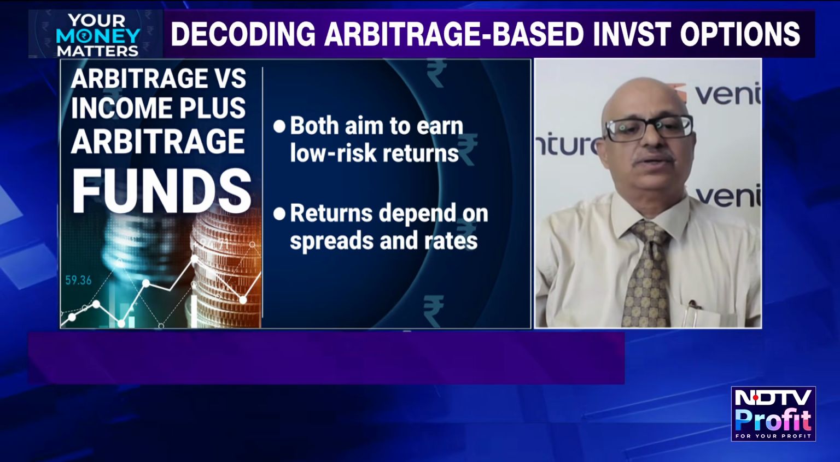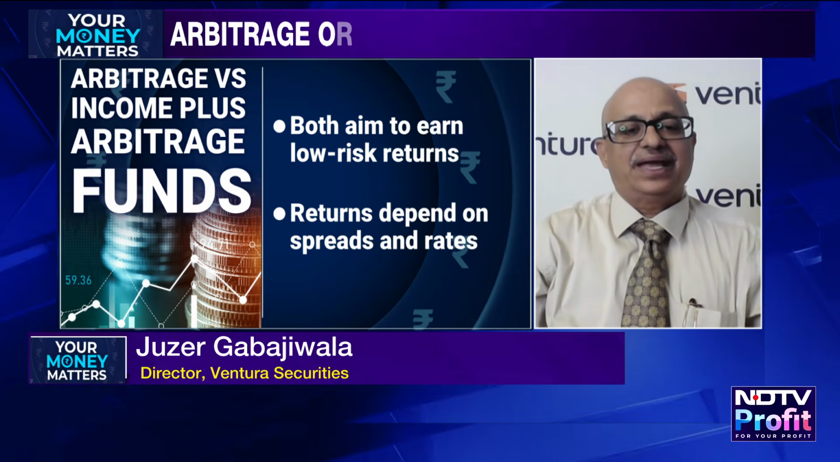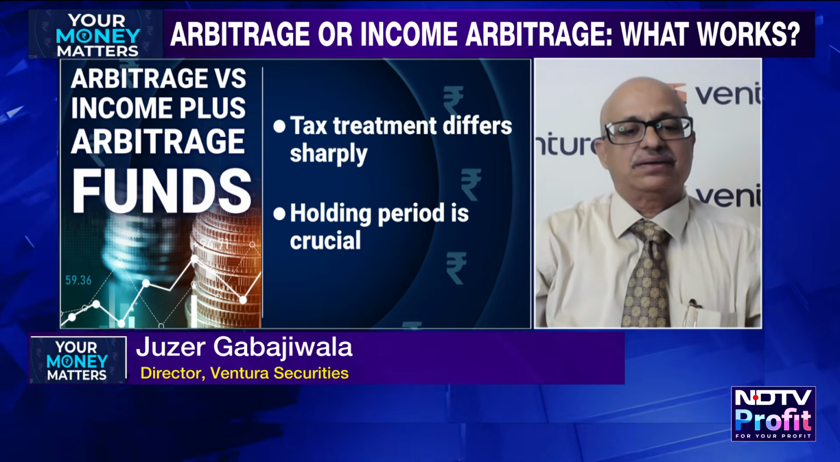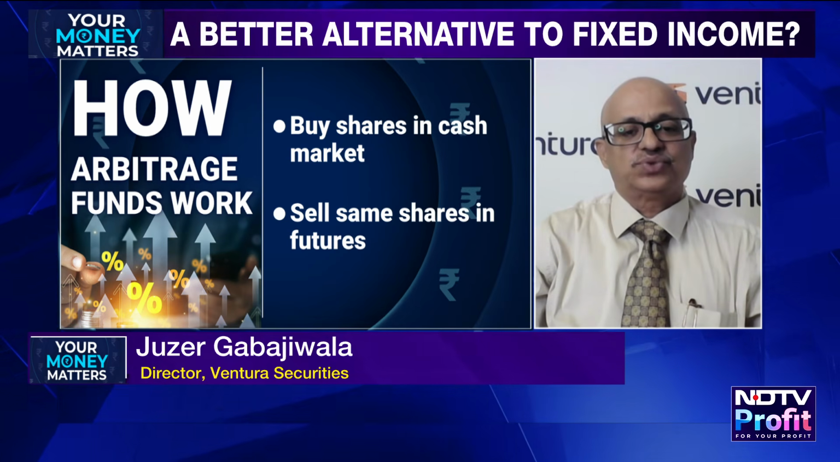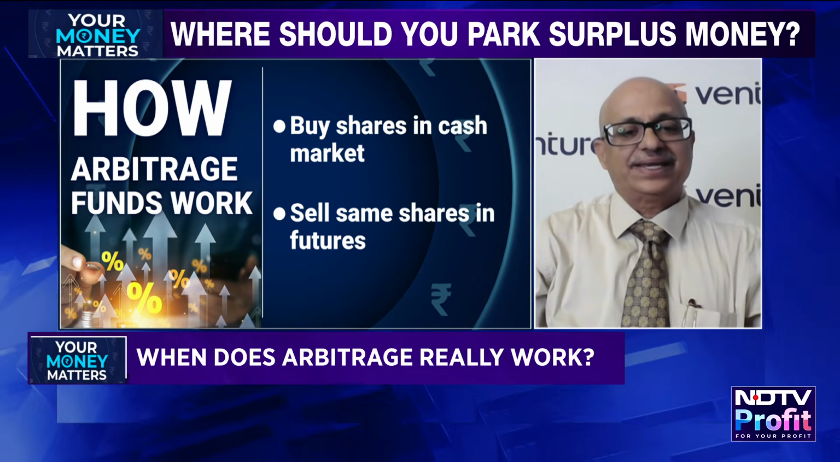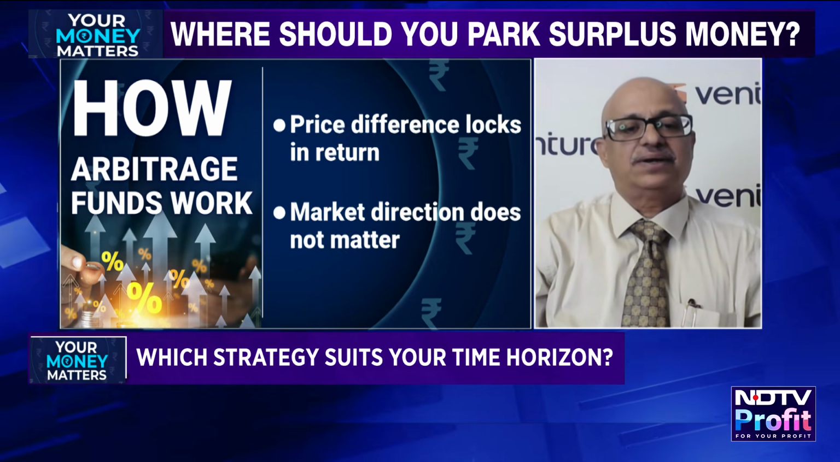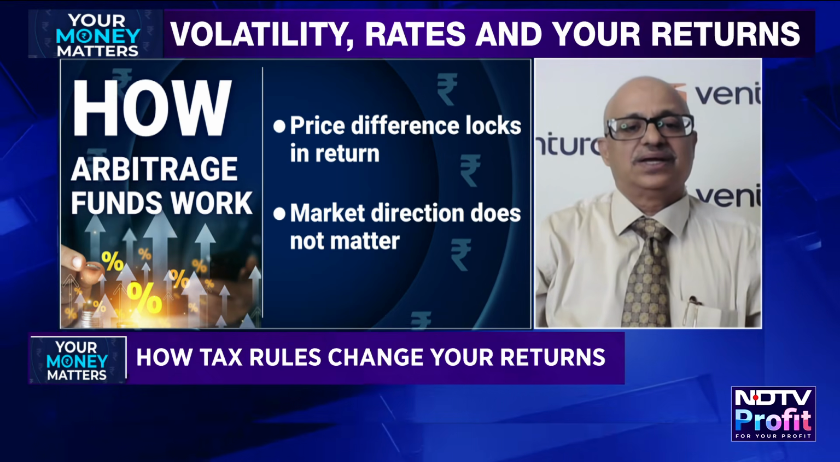Whatever may happen to the market, you know that you are going to get a particular price. So let us say you have a particular share available at 100 in the cash market, and in the future it is quoting at 105, 106. You can buy in the spot and sell in the future. That is a very plain, simplistic way of explaining it. The nuances are always there, but from an investor perspective, they need to understand only that much.